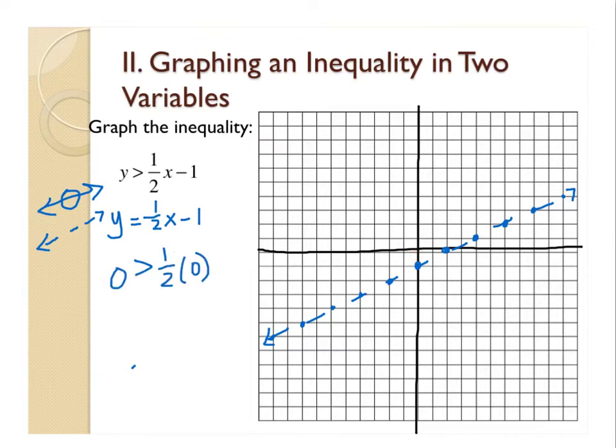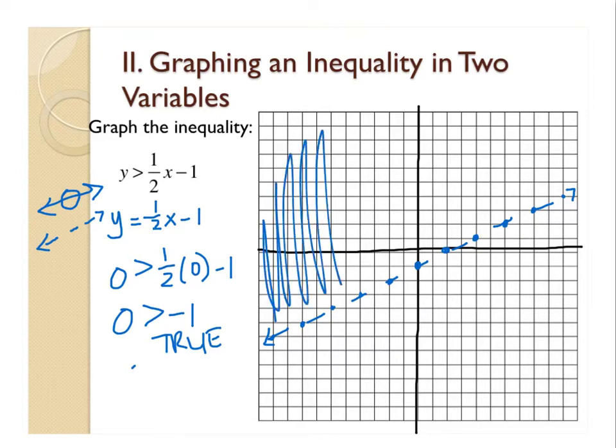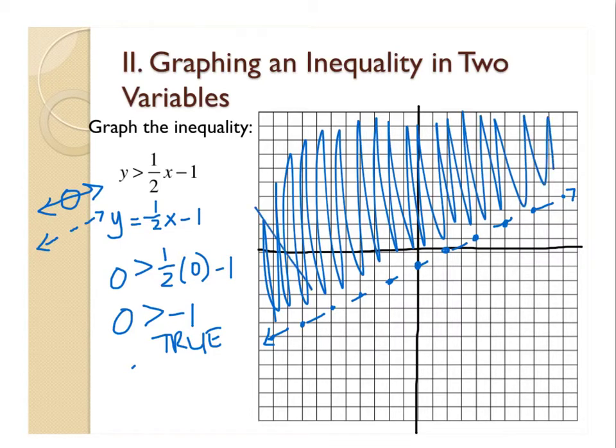If you get a true statement, so let's see, 1/2 times 0 is 0, minus 1, 0 is greater than -1, that's true. If you get a true statement, you know that (0, 0) is on the shaded side. And that means this is the side that's shaded. Now you can shade with the side of your pencil. You can just draw lines like this, as long as you indicate which side is shaded.